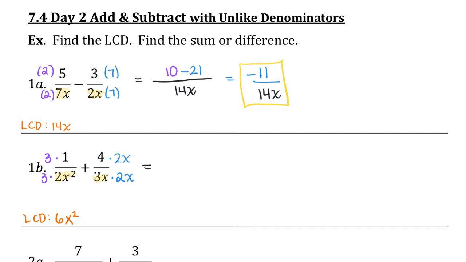Okay, now they have a common denominator of 6x to the second. In the numerator, 3 times 1 is 3, plus 4 times 2x. 4 times 2x is 8x. Is there a factor in 8x and 3? Nope, so I'm going to go ahead and leave it like that.